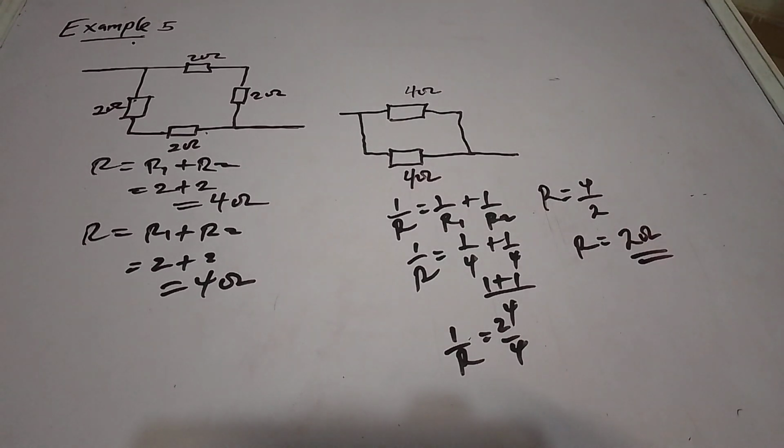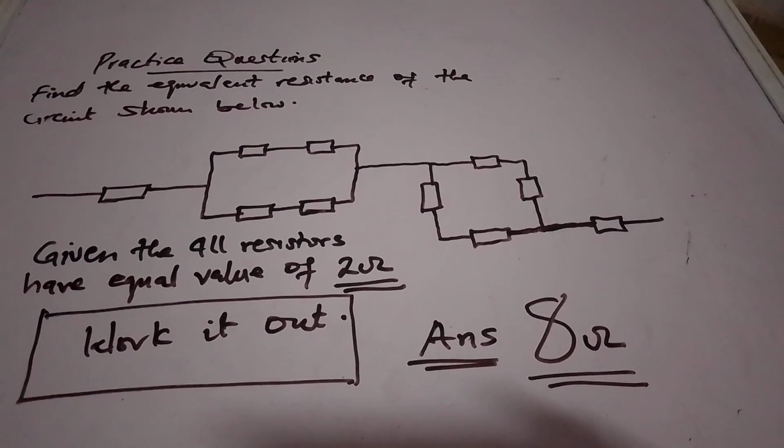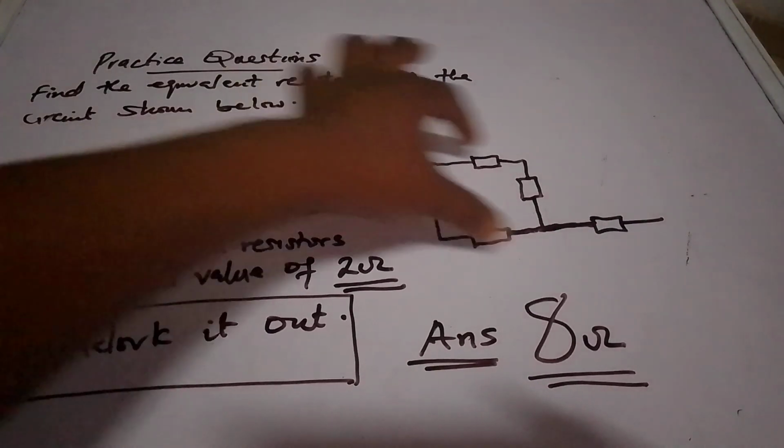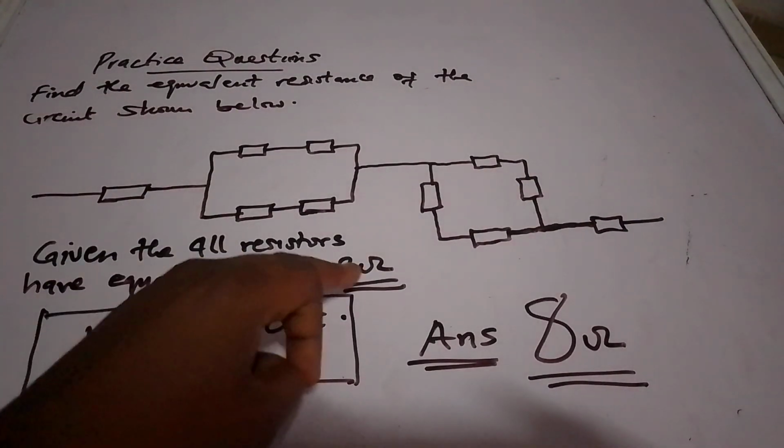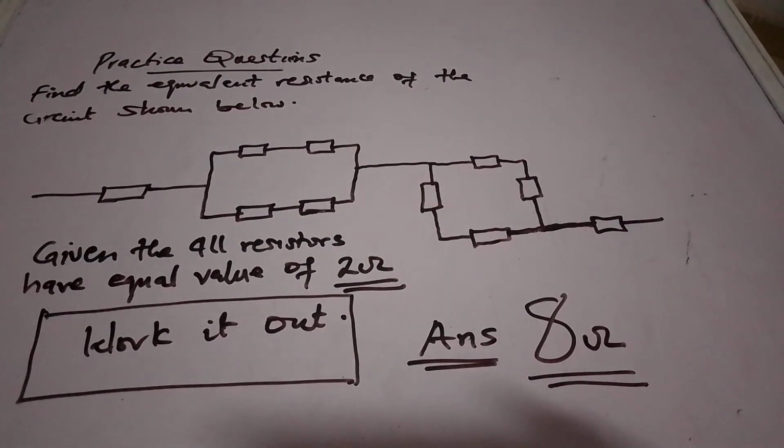So I will just set some of the questions that you can practice with. I'll put it on the board. You can just do those questions and give me feedback. Thank you. So you can just do these practice questions. Each of them has the same resistance, and the resistance value is 2 ohms. Each of these values is 2 ohms. So make sure you work it out, and if you get it correctly, your answer should be 8 ohms.